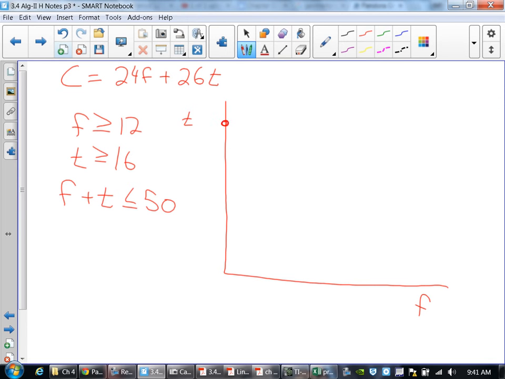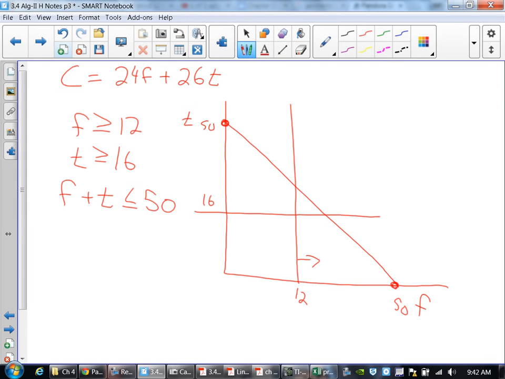I might have done this and put my last one in first. That's what I do, just because I know it's going to be the farthest out. And then I can put in the 16 and the 12. These are going the other direction this time, and this one's coming in. So you wind up in this region in here, a little triangle. Everybody okay with that?